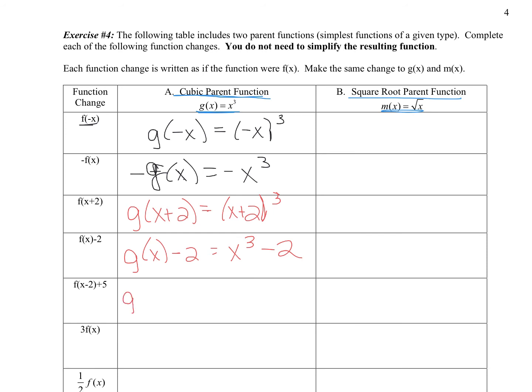So now we have put something in parentheses and also add something on the end. I think it's a little crowded, so I'm going to write it in a different color. So this is going to be x minus 2 in the parentheses and then tack the 5 on the end.